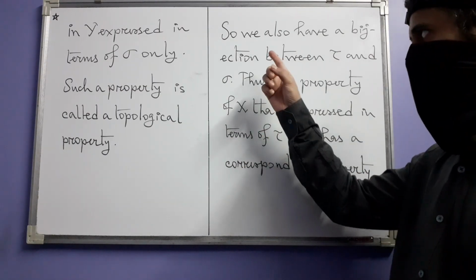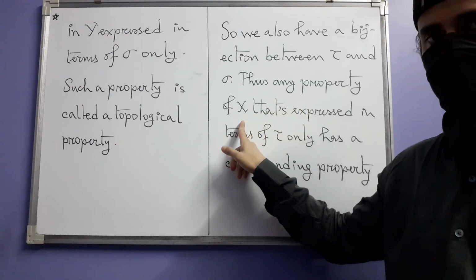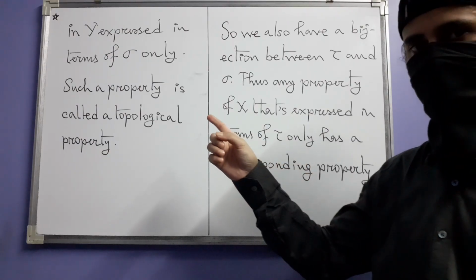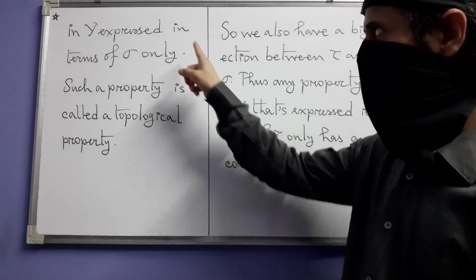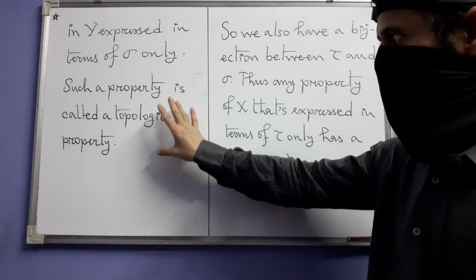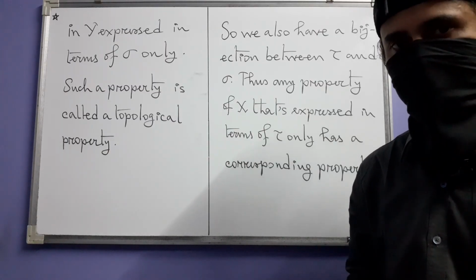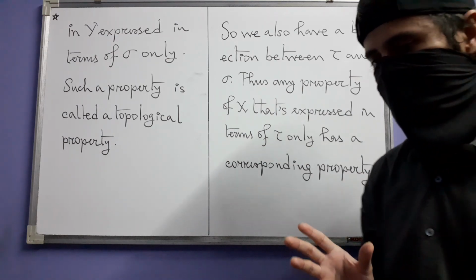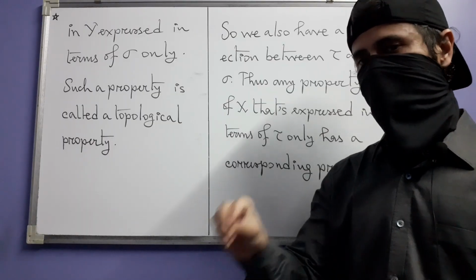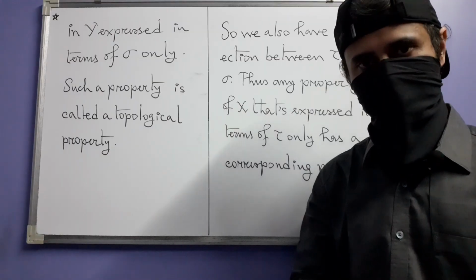And because of this, we can say this. Thus, any property of the space X that is expressed entirely in terms of the topology tau has a corresponding property in the space Y, which is entirely expressed in terms of its topology sigma. And such a property is called a topological property, which continues to be true between homeomorphic spaces. Homeomorphic spaces are indistinguishable in the sense that no matter which one you choose and study it, it's equivalent to studying all homeomorphic copies.